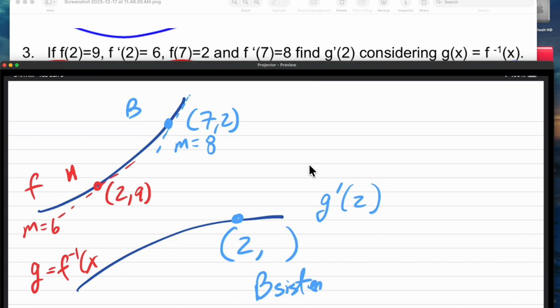Okay. So they want the slope of this line right there. Now the output on g is going to be 7, but we really don't need that. We're just trying to get the slope of that line. Well, folks, if these are sister points and these graphs are inverses, then the slopes are reciprocal at the inverse point. So the answer to this question, g prime of 2, is going to be the reciprocal of the sister point slope, none other than 1 over 8.